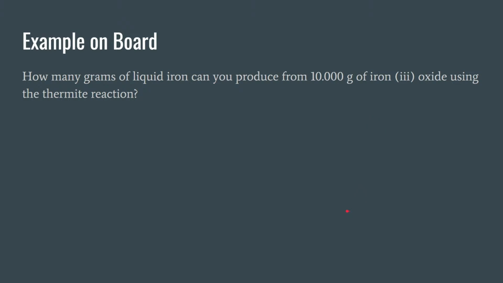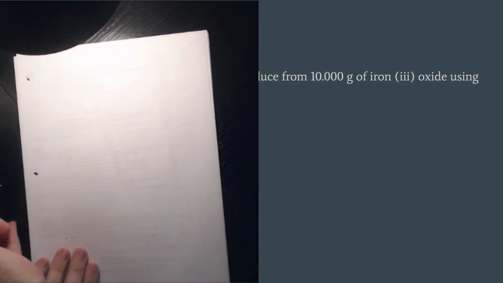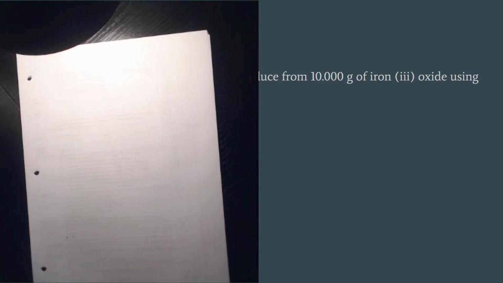All right, this example is not going to be on the board, but it will be on the page. How many grams of liquid iron can you produce from 10 grams of iron(III) oxide using the thermite reaction? So I'm going to go ahead and write that down on this piece of paper. Let's bring it back up. All right. So the thermite reaction, that's a fun one.